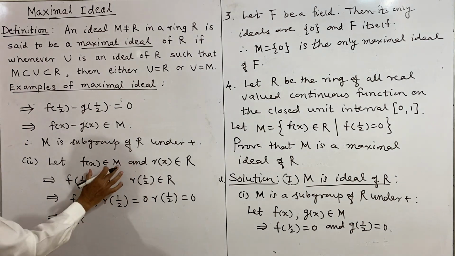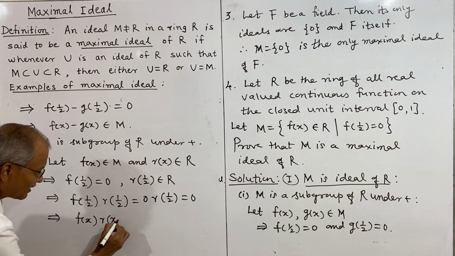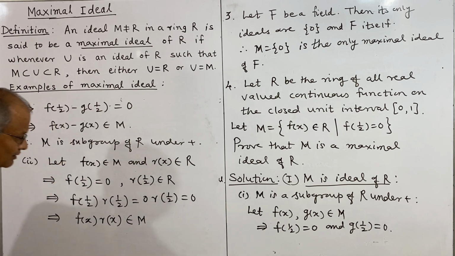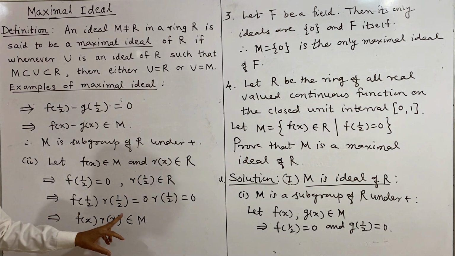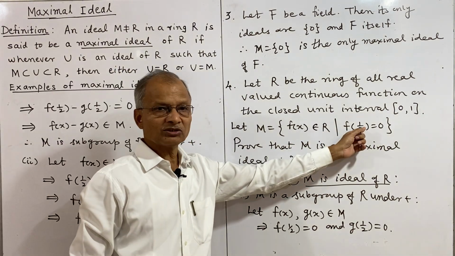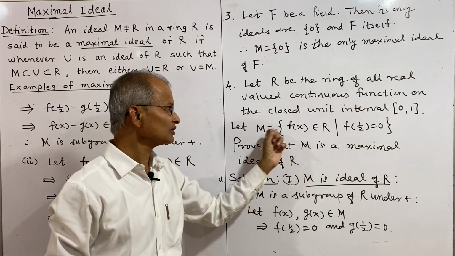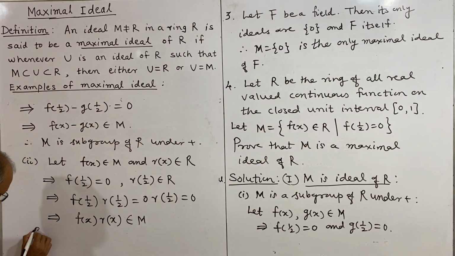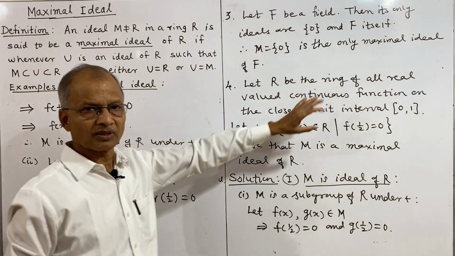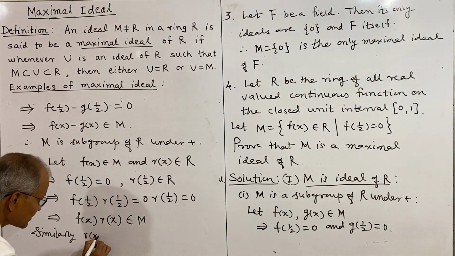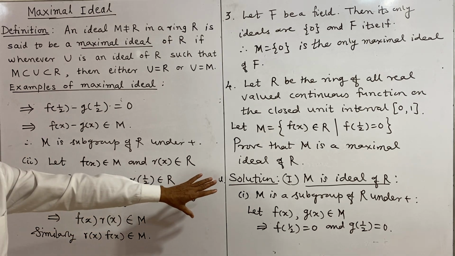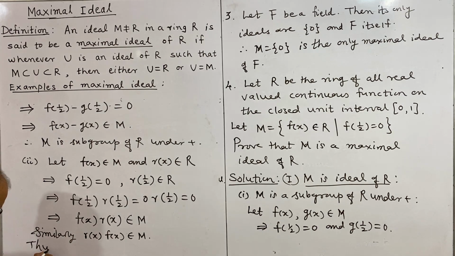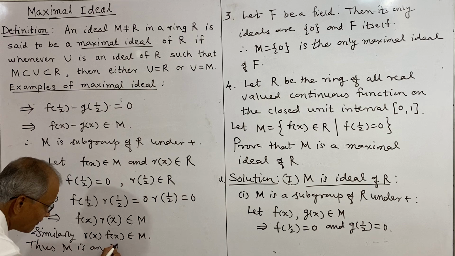And what this implies is that this function f(x) into r(x) belongs to M. Because what we have obtained is f of half into r of half is 0. And if the image of half under the function is 0, the function belongs to M. And thus similarly, because multiplication of functions is commutative, we have r(x) into f(x) belongs to M, and thus M is an ideal. The two conditions are satisfied, thus M is an ideal of R.